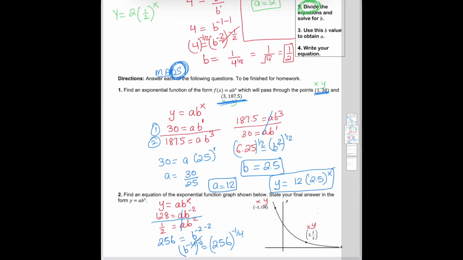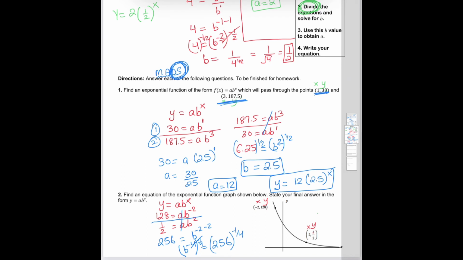So I'm going to do it here. This cancels out, so I'm left with b. I'm going to make this positive, so it's going to be 1 over 256 to the 4th power, right? So what number do I multiply? 4 to the 4th power is 256, so actually b is equal to 1 over 4.